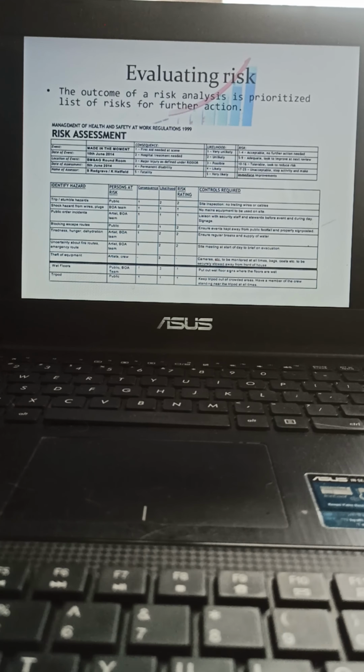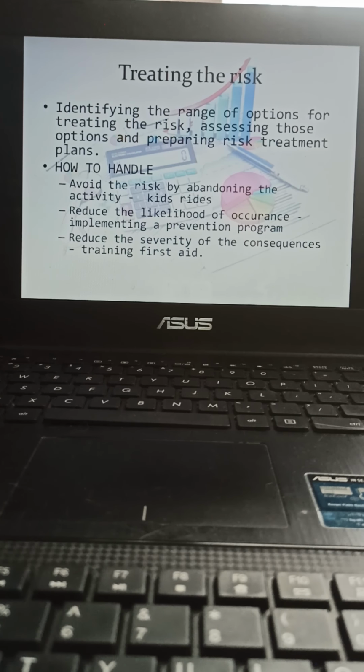What are the risks? So what can you do? What are the control measures? Treating the risk: how to handle the risk itself. Try to avoid it. These are the sources of the risk, how the risk can happen, the risk event, what can happen. These are the things that you need to actually answer first.